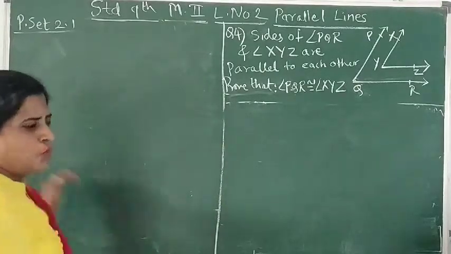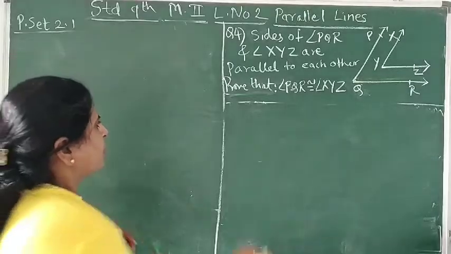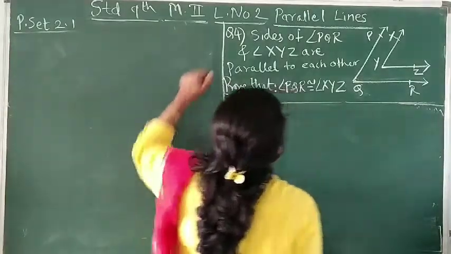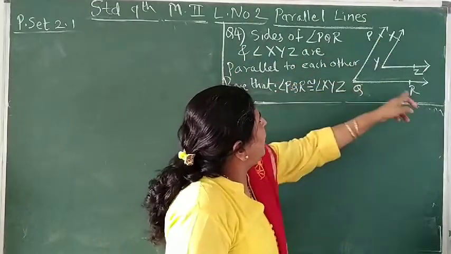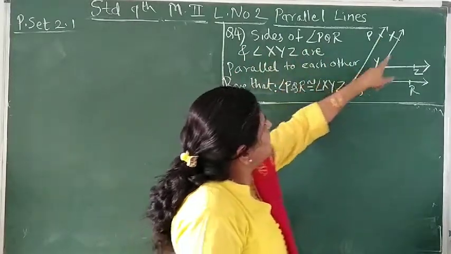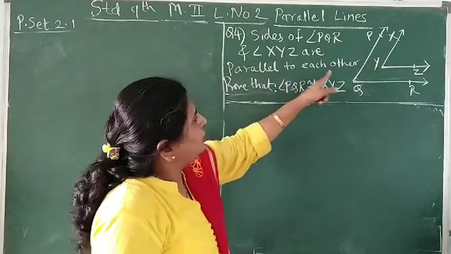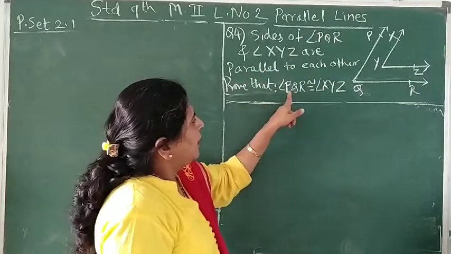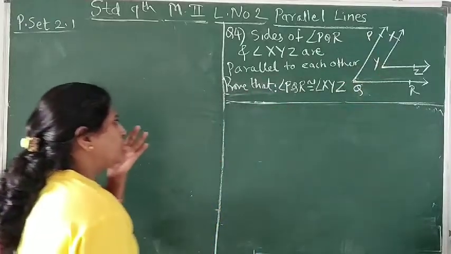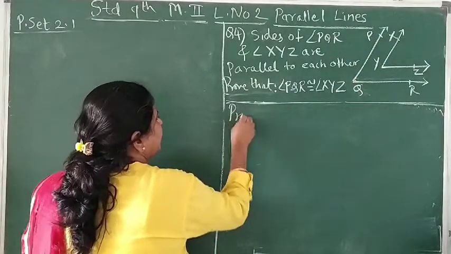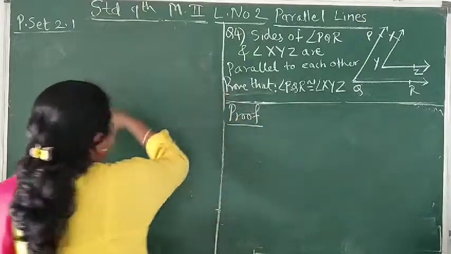Okay. So what is this figure about and what is the question given to us? The sides of angle PQR and angle XYZ are parallel to each other. Prove that angle PQR is congruent to angle XYZ. Let's check if we can complete the proof here.